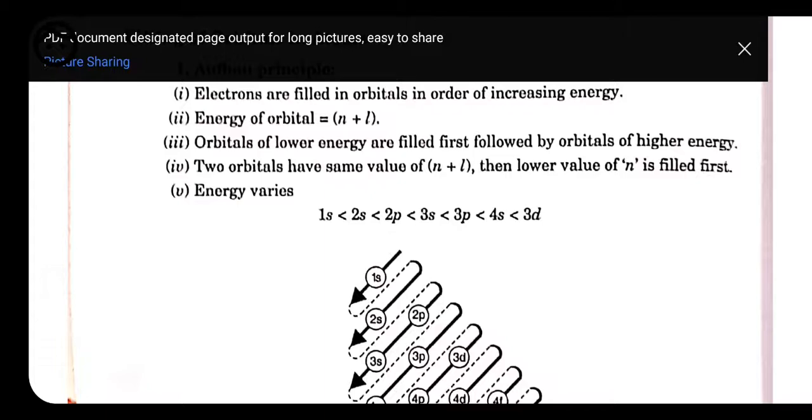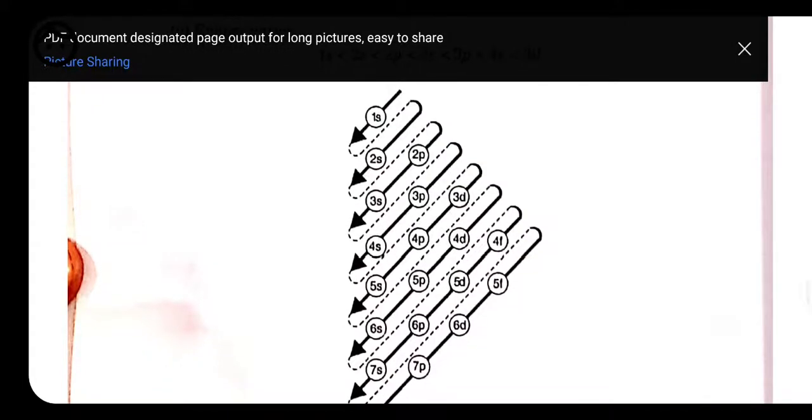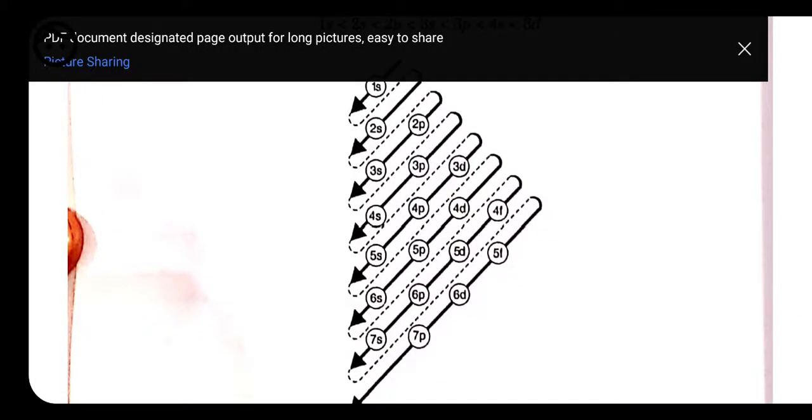But if both have the same energy, then it depends on the value of n. The one which has the lower value of n is filled first. We can take the example of 5p and 6s. 5p is filled first and then we have 6s. Here they both have the same energy: for 5p, n is 5 and l is 1, so 5 plus 1 is 6.